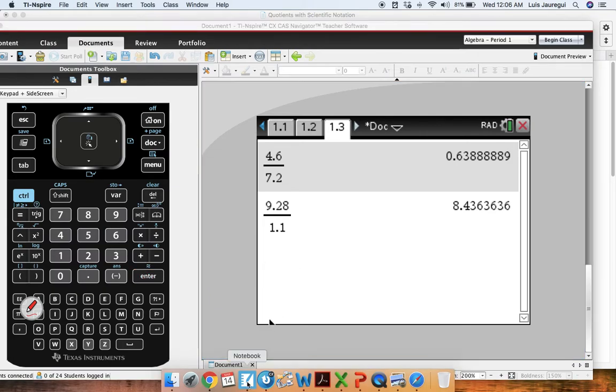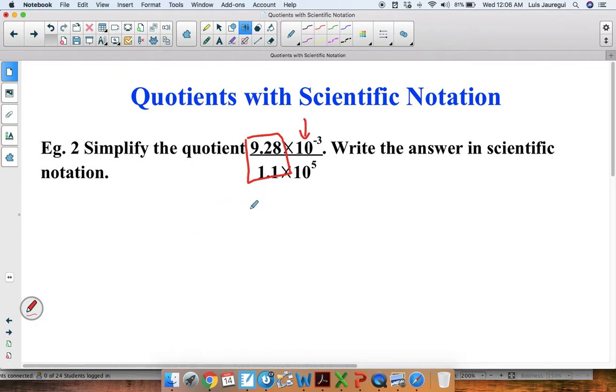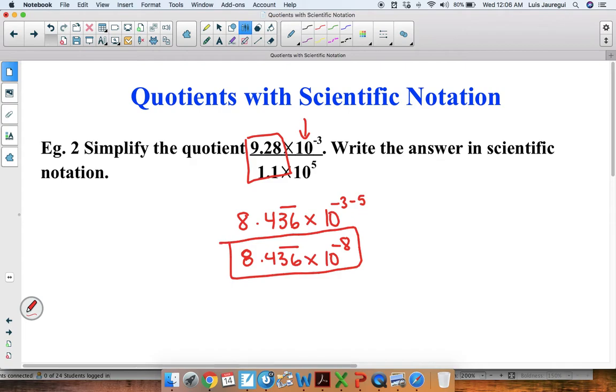So going back to our notebook, this component is about 8.4036, where the 36 keeps repeating, and then times, since we're dividing expressions with the same base, we keep the base and subtract the exponents. So times 10 to the negative 3 minus 5. In this case, we end up with 8.4036, where the 36 keeps repeating, times 10 to the negative 8. And now notice, in this case, we don't have to do anything else because this number is already between 1 and 10, and it is multiplied by 10 to an integer power. So this is already in scientific notation.